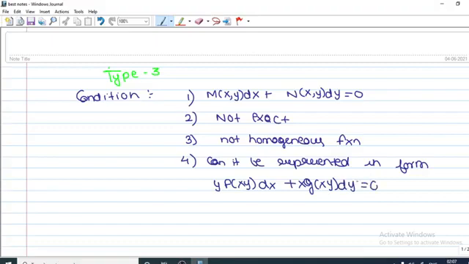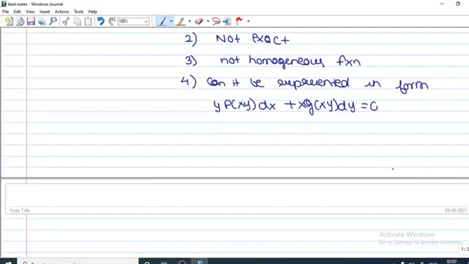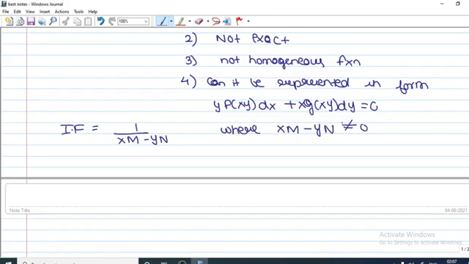In this format. So these four conditions you need to take care of, and after this you need to get the integrating factor for this type of problem, because it is not exact, so you have to make it exact in the end. So its integrating factor is 1 upon xm minus yn, where xm minus yn is not equal to 0. This is very crucial. You need to keep a clear look on this. It should not be equal to 0. After this, what is our next step?